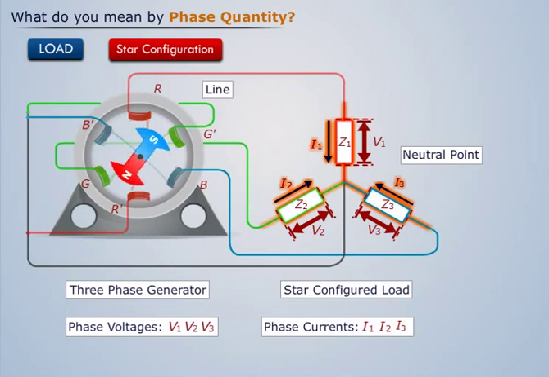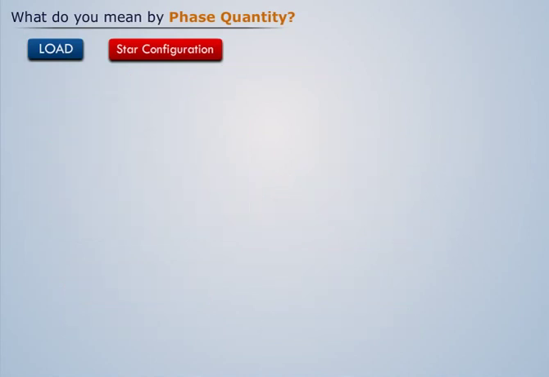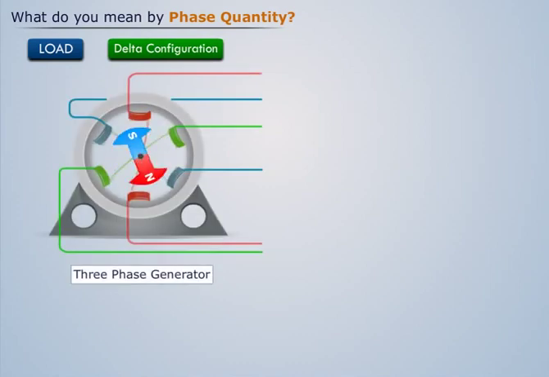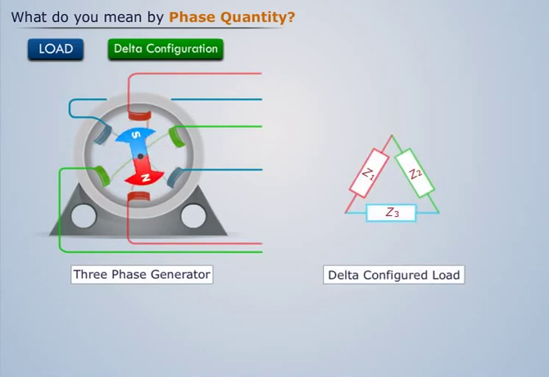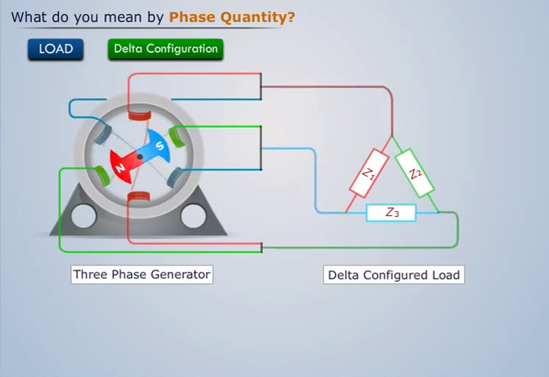Now let's understand how a delta configured load is connected to a three-phase generator. For this, let's consider a three-phase EMF generator and a delta configured load. In this type of configuration, we normally connect dissimilar ends, which do not have a phase difference of 120 degrees. Now let's connect these three terminals to the delta configured load. Thus here, these three conductors are known as the lines.